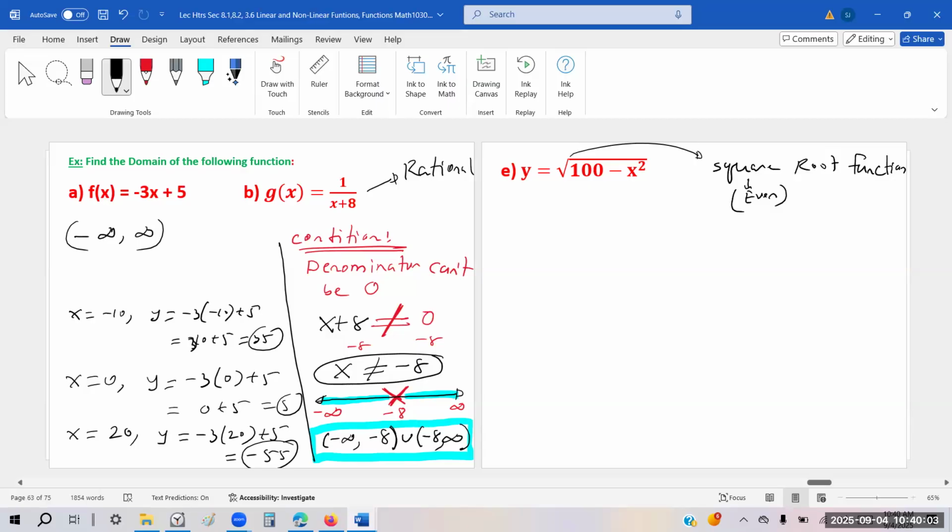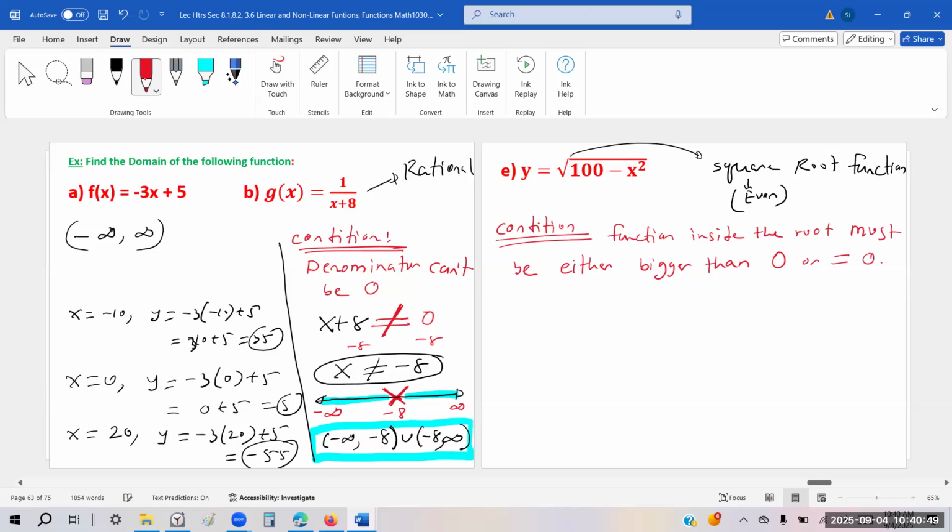So we have to start with the condition. What's the condition for any even root? The function inside the root can be bigger than 0 or equal 0. Actually, let me write this down with words so you can understand. The root must be either bigger than 0 or equal 0.